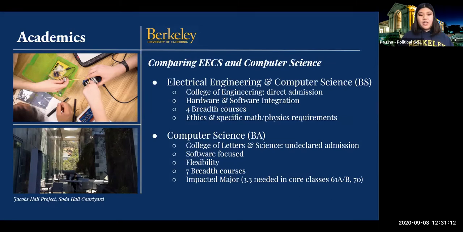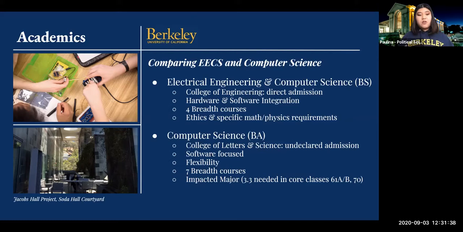There are 4 breadth courses for the major for electrical engineering, as well as ethics and specific math and physics requirements. And for computer science, because it is in the College of Letters and Sciences, you will have 7 breadth courses. There's a little bit more flexibility. A lot of people will do a computer science major with a data science minor, which is a new department that has come up in the last couple of years.